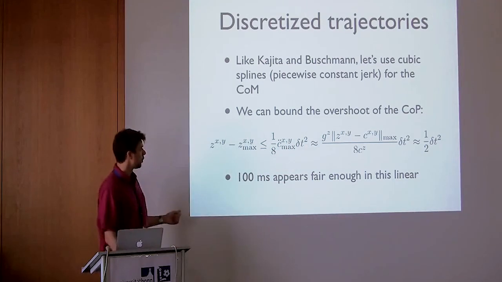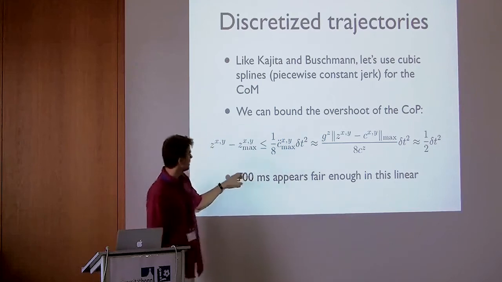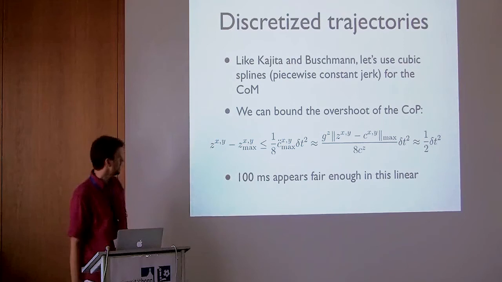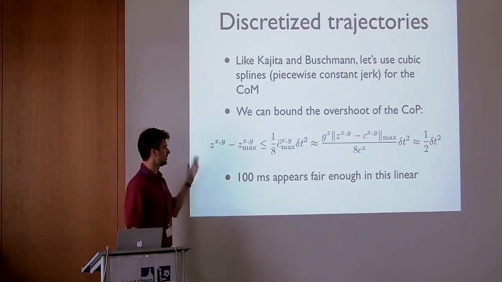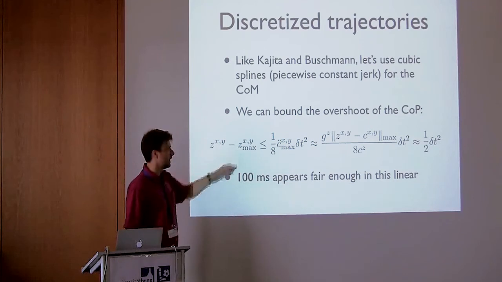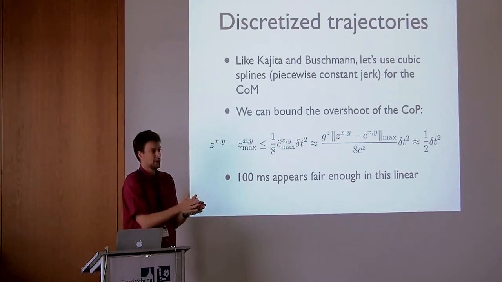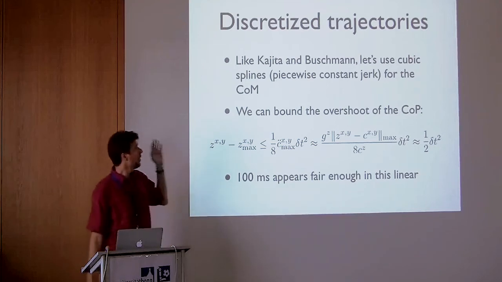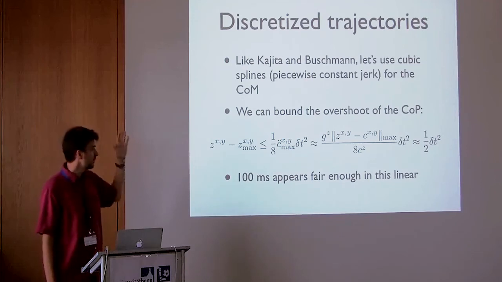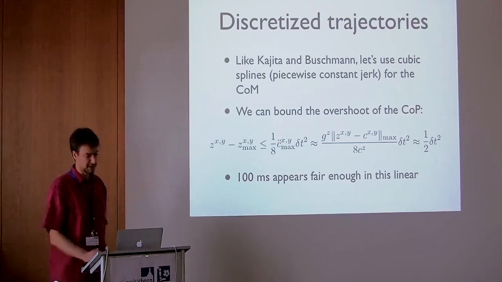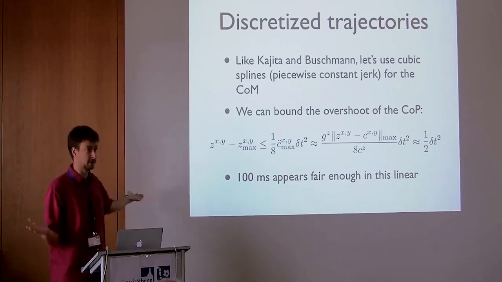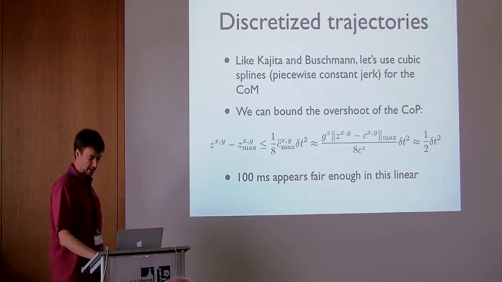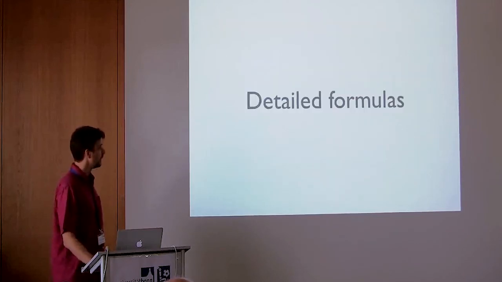So then it happens that if you take a 100 millisecond piece, the variation could be a few millimeters, 2 millimeters, something like that, for a human-sized robot, which is what we're interested in. So you just need to take, let's say, a 1 centimeter margin within your support polygon and you're safe. So let's go with cubic splines with control nodes for the spline every 100 milliseconds. Then you consider a length of time which is about 2 steps, so we take 1.5 seconds. So you have 15 pieces in your trajectory. So let's look at detailed formulas, if you want.